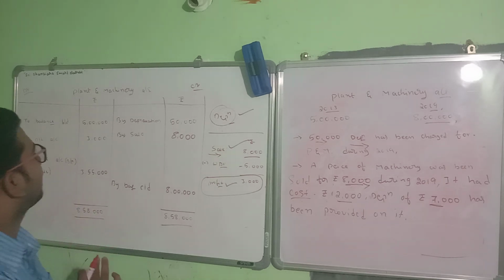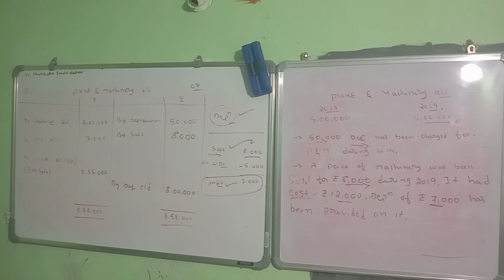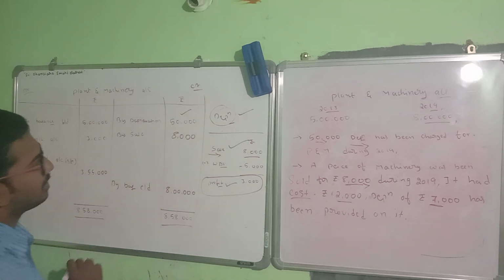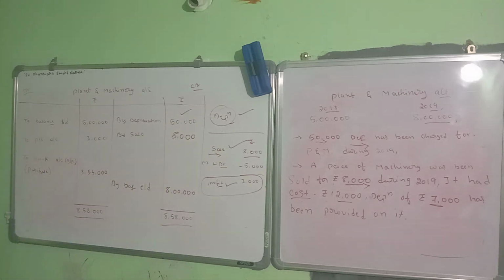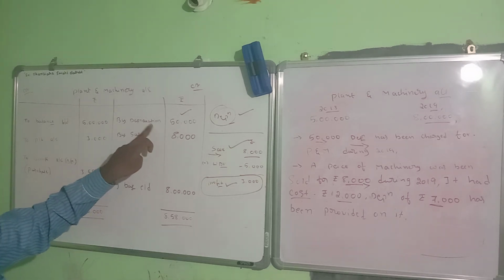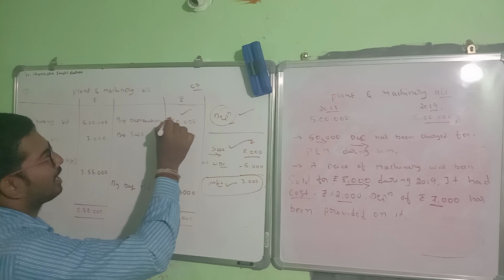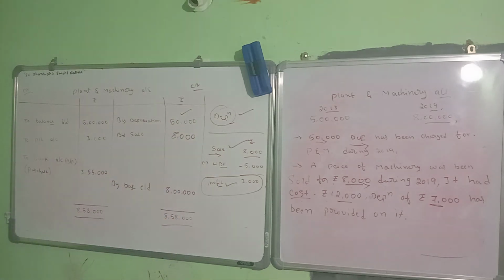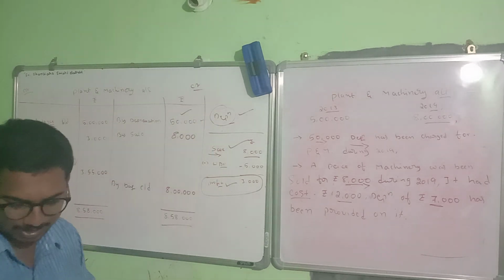We have just prepared the plant and machinery account. Then, how do you identify the transactions that will be recorded in the cash flow statement? First, let's start with depreciation. There is no provision for depreciation given in the adjustment, so whatever depreciation you charge here should be added back to cash from operating activities. First thing.